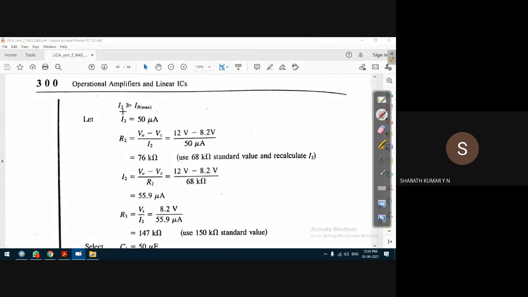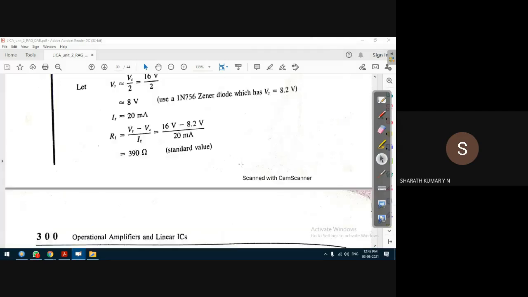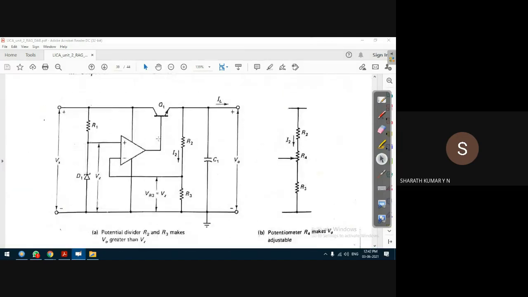So what should we select? Now we have to select the values of R2 and R3. How do we select R2 and R3? Now we have to design the values of R2 and R3. This current I2 will flow through R2 and R3. Of course, it will also split into the network toward the inverting input terminal.